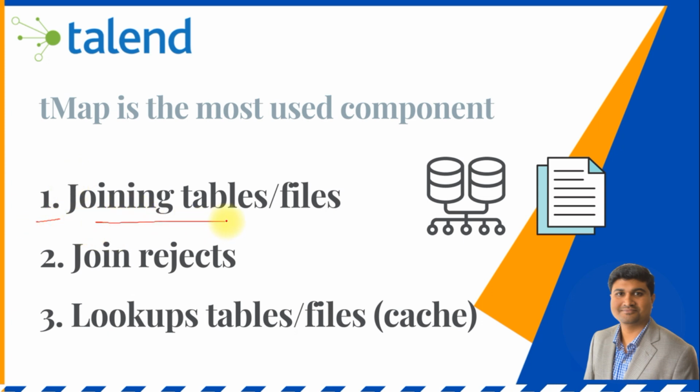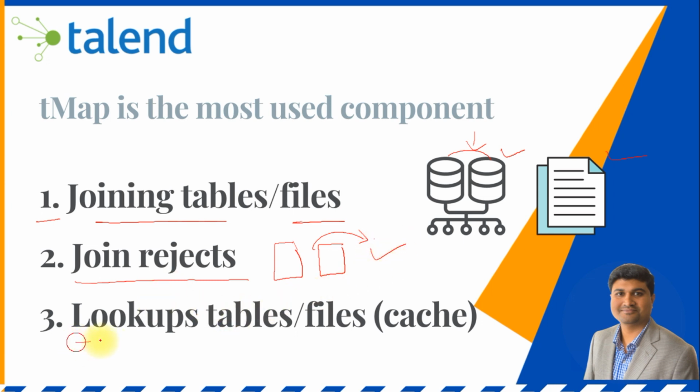The first one is joining tables or files. If you have two different data sets and you want to join, you can do such joins within tMap, whether it is a database or a set of files. You can perform the joining operations, and you can also capture join rejects, especially when you do an inner join with two different data sets. There's a possibility that some of the records may not match. So you can capture such rejects using tMap.